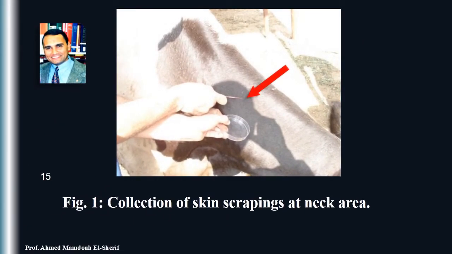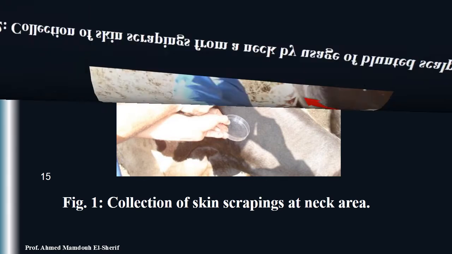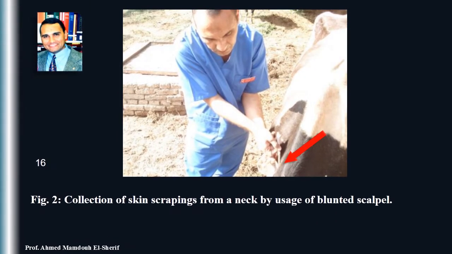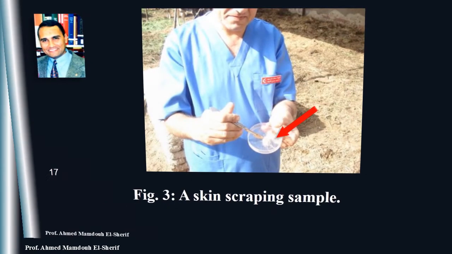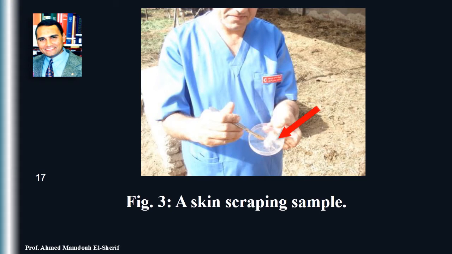This picture shows how to collect skin scrapings at the neck area of an infected cattle. Collection of skin scrapings from the neck by usage of a blunted scalpel appears in this figure. Here is the shape of a skin scraping sample after collection.